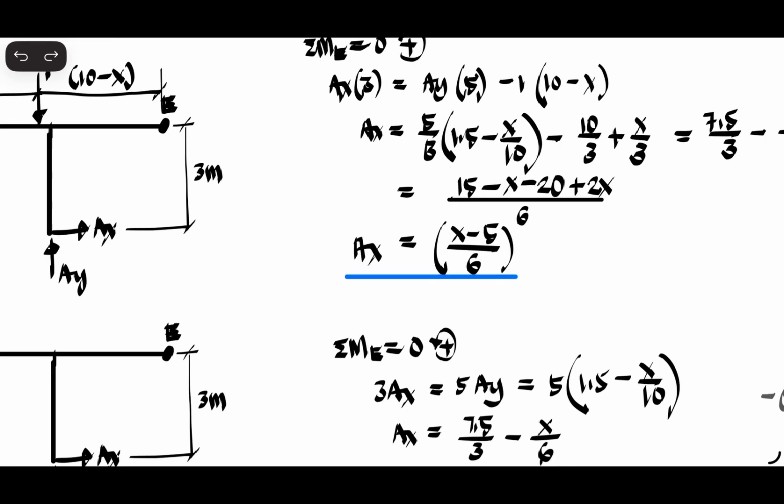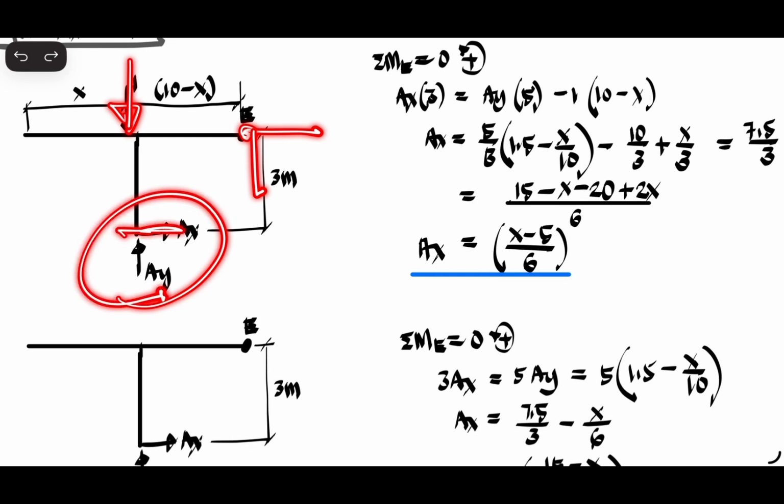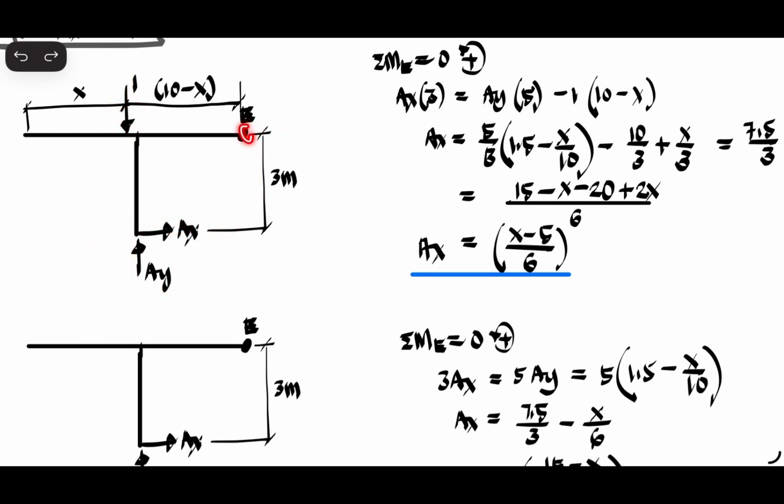Okay, so what are those two equations? To solve for AX, you have a 1 unit load, and you have a hinge with horizontal and vertical reactions. At A, we have AX and AY. So to solve for AX, we need to sum up moment at point E.